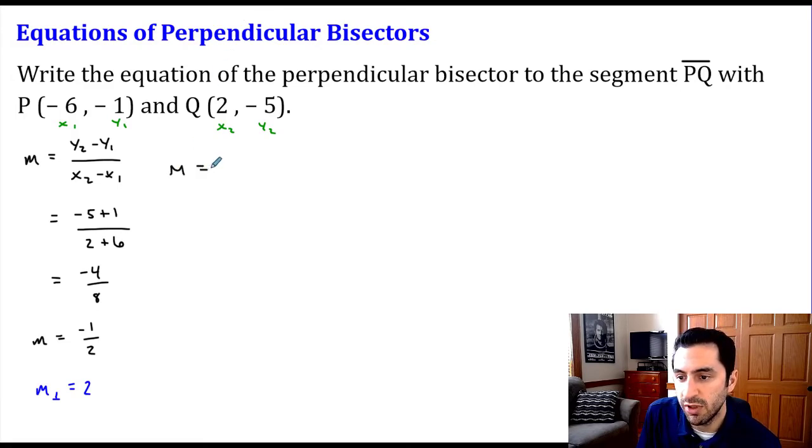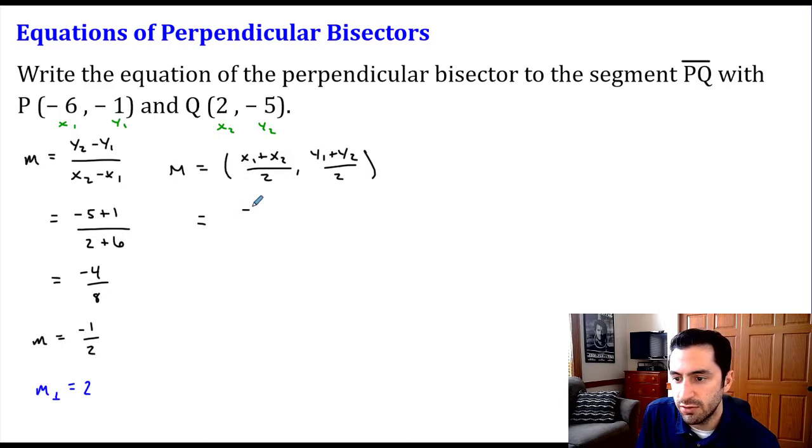So our midpoint formula, this is the average of the coordinates. So we take our two x values, we add them together and divide by 2. We take our two y values, add those together and divide by 2. And again, with some substitution, plugging in what we have, the two x values, -6 plus 2, and we'll divide that by 2. And the two y values, we have -1 plus a -5, and we're going to divide by 2.